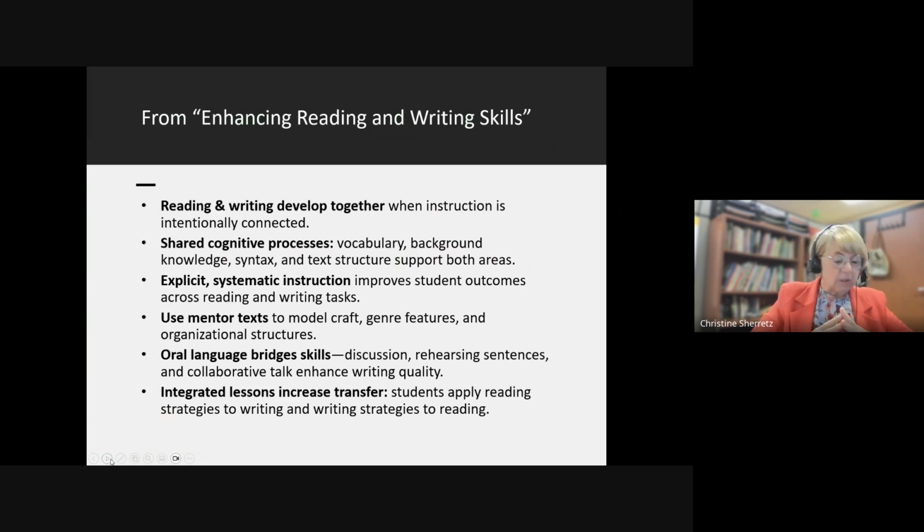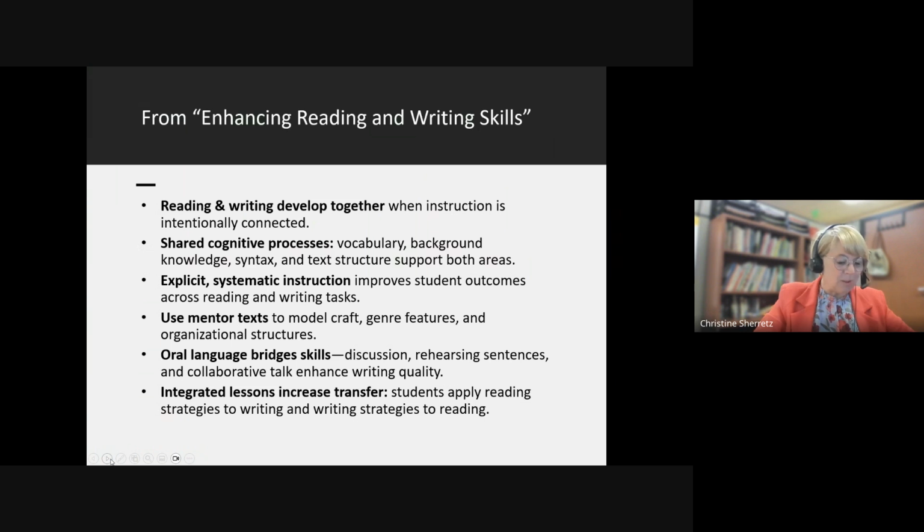Just like in reading, we have to have explicit instruction. In writing, we have to have explicit instruction where we demonstrate writing strategies by using mentor text, think alouds, sample sentences, and oral language plays a key part in this. We've already talked about oral language. With oral language, we need opportunities to discuss what we're writing, to do sentence rehearsal, to have collaborative talk. All of this strengthens idea development and clarity of our writing. Systematic instruction supports transfer, so students begin to use strategies independently when they apply the strategies that are taught by you.